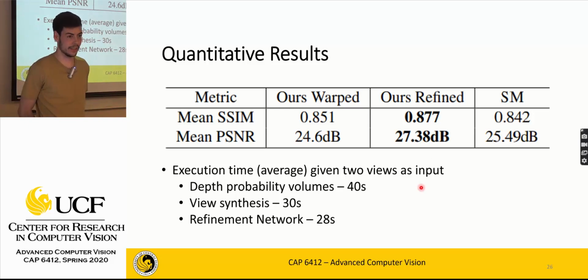And the problem with this network is you take a deep network just to create the depth maps, then you pixel independently synthesize the image, and then you use a refinement network, and this takes a lot of time. So based on averages, given the two inputs as the network input, the depth probability volumes take on average 40 seconds to calculate, the view synthesis takes 30 seconds to calculate, and the refinement takes 28 seconds.